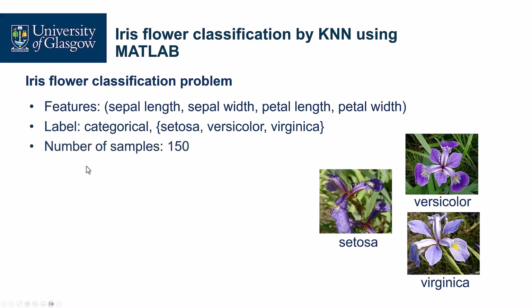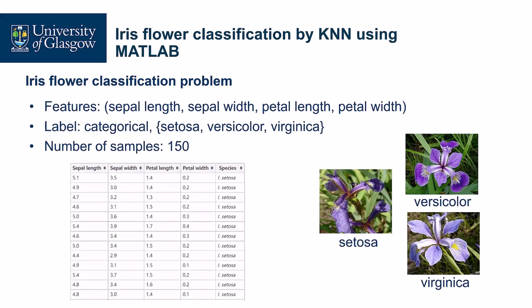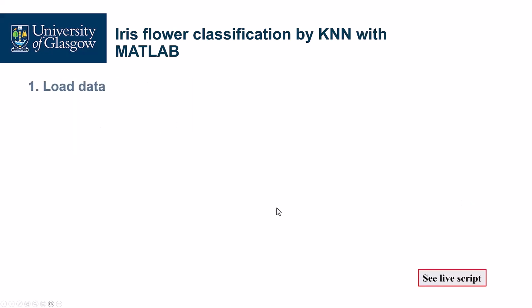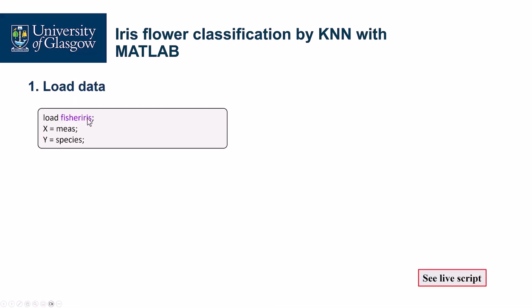Now we do the classification. We have 150 samples in total. For each one, we have the features, and we have a category for it. Right. So now what I will do is to implement KNN through MATLAB. First, load the data. This is also built-in data. You can follow this one, load fisheriris. Then you can get X and Y.